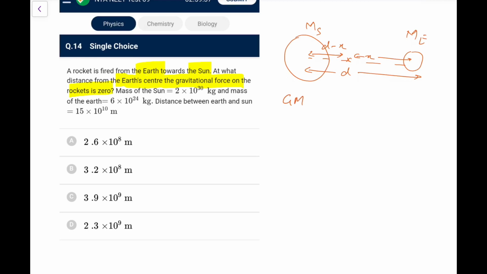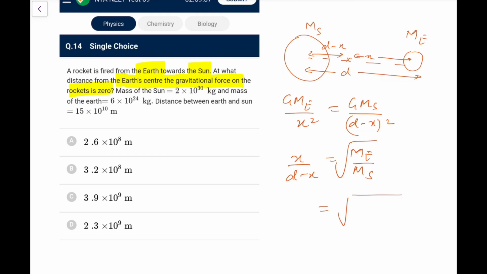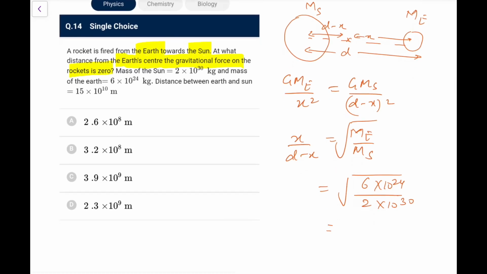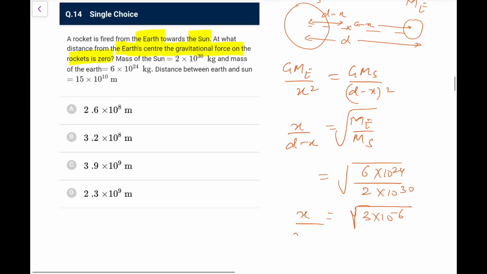So the field of the Earth is GME upon x square, and this is GMS upon d minus x whole square. So what we have, x upon d minus x, because x is smaller I can directly write that is equal to root of ME upon MS. ME is 6 into 10 to the power 24, MS is 2 into 10 to the power 30. So this comes out as root of 3 into 10 to the power minus 6. That is x upon d minus x.